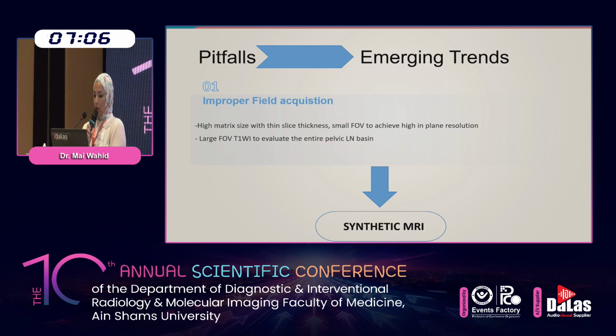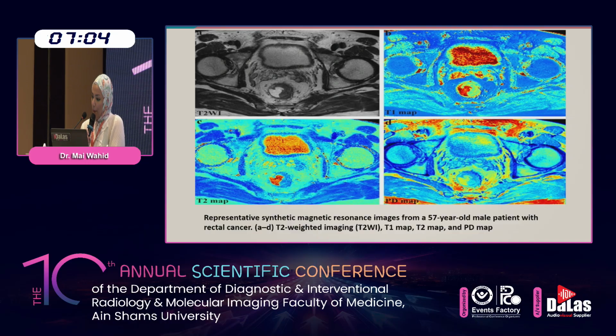Improper field acquisition can be overcome by synthetic MRI. This is a representative image of synthetic MRI from a 57-year-old male patient with rectal cancer. We can see here the T2 image, T1 map, T2 map, and proton density map.